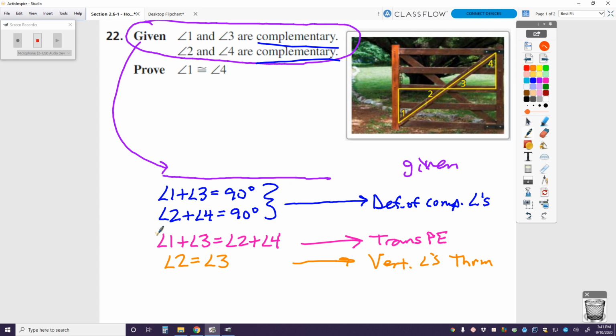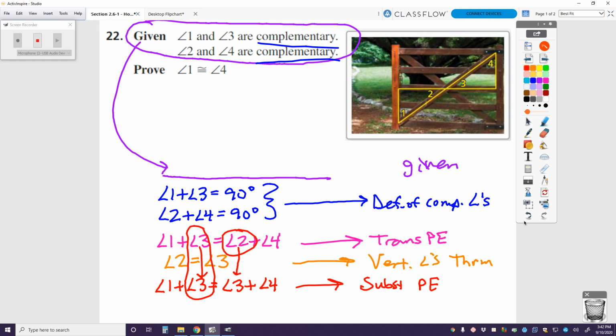Now we're going to take these two pieces of information and combine them with some substitution. So I'm going to have angle 1 plus, and I'm just going to leave angle 3 the way it is. But this angle 2, what can I substitute it out for? Well, I can substitute out that angle 2 for an angle 3. So this angle 2 is going to turn into an angle 3. And so by the substitution property of equality, we made that swap. Now, could you have swapped out this angle 3 for an angle 2 and then left this angle 2 alone? Yeah, you could have done that as well. It's going to accomplish the same thing in the end.